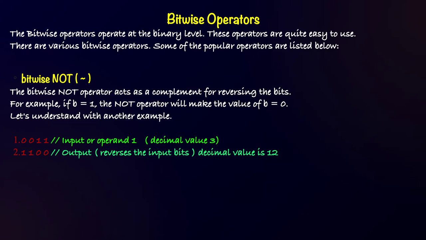NOT, in electronics or computer science, means the opposite. So in case of a binary system, where we use only two numbers, that is 0 and 1, if we are giving an input of 1 and using the NOT operator, of course, we will be receiving 0 as the output, and vice versa. If we are giving 0 as the input and using the NOT operator, we will be getting 1 as the output. I hope it is clear to everybody.